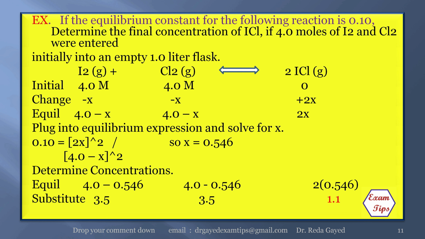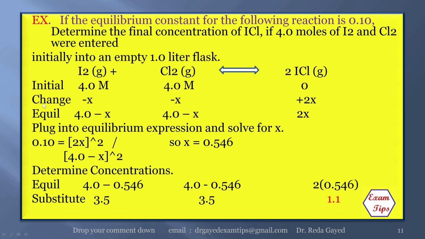So what about the balanced chemical equation? Iodine plus chlorine equals ICl. It should be a balanced equation. Balance means here you have to put 2. Initially 4 moles and 0 moles. Why 0 moles? Since initially there are no products. There is no iodine chloride. That's why 0 initial concentration here.